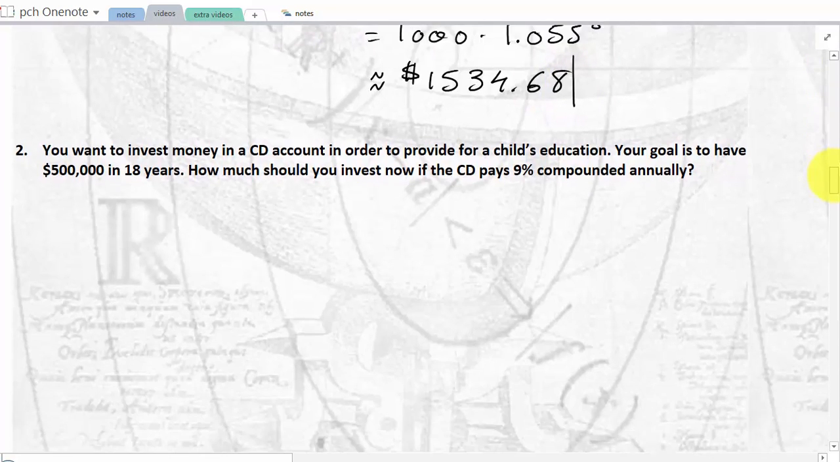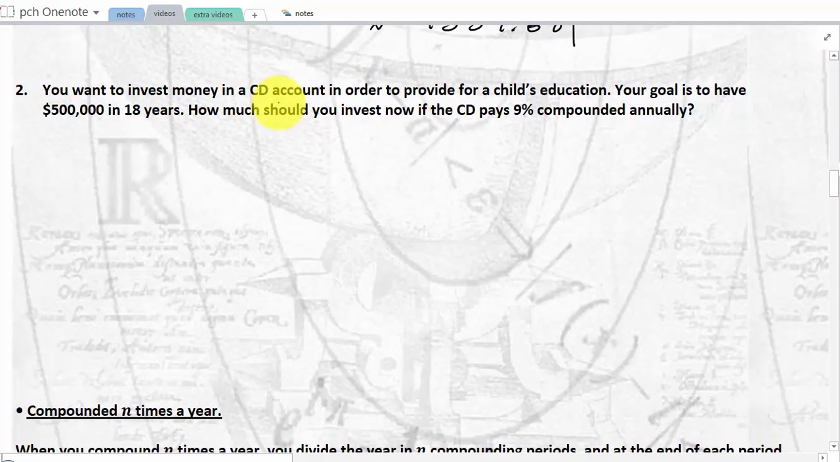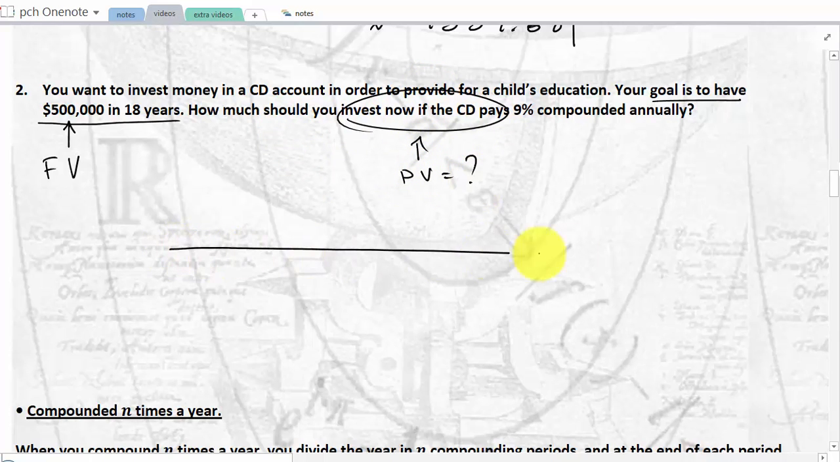Now let's look at the second model. You want to invest money in a CD account in order to provide for a child's education. Your goal is to have, so what's given right now is a future value. How much should you invest now? What you want is a present value, right? The question now is a present value. So check it out on the timeline. At t equals 0, I don't have my present value.